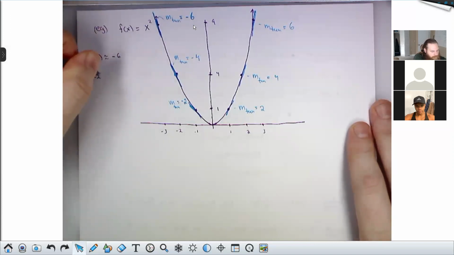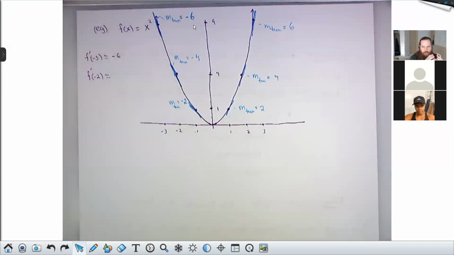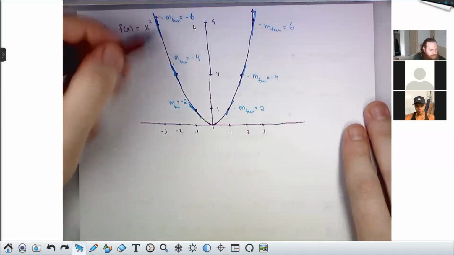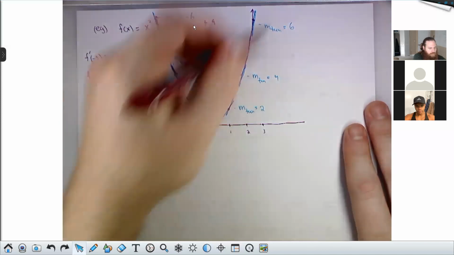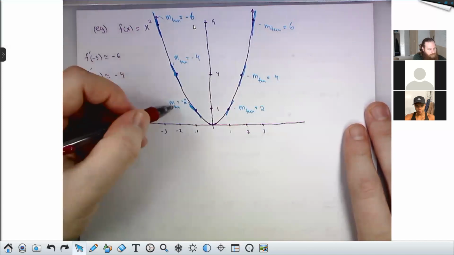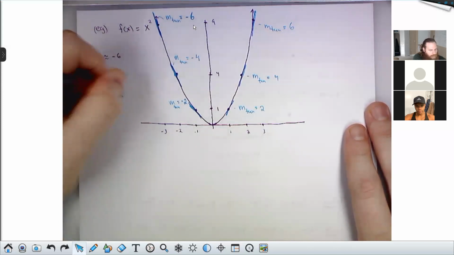f prime of -2. According to our guesses here, what do we think f prime of -2 is? -4. Good, yeah, -4. All right, f prime of a is the slope of the tangent line to f of x at x = a. So all of these values we just guessed, those are values of the derivative. f prime of -1 would be the slope of the tangent line at -1, that's -2. I didn't draw it in here.